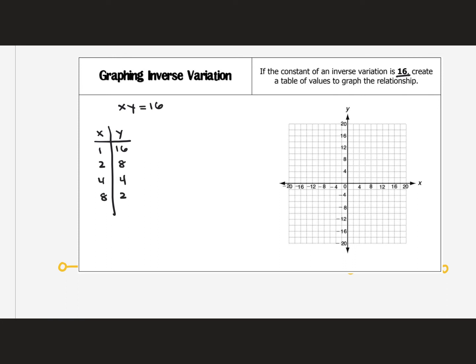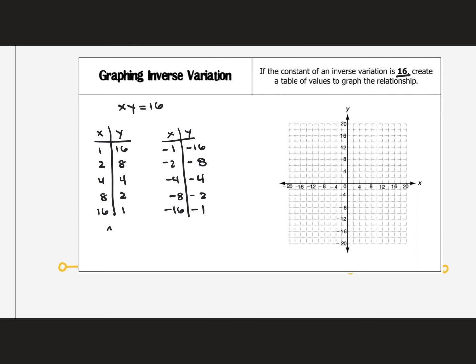So I just come up with some values here for my table on the positive side, and also come up with some values on the left side. I'm coming up with values that equal my constant of 16. So if you see on the negative side, this table that I'm creating now, I have to have values that when I multiply my x and y, give me a positive 16. And then I just simply plot the coordinate points.